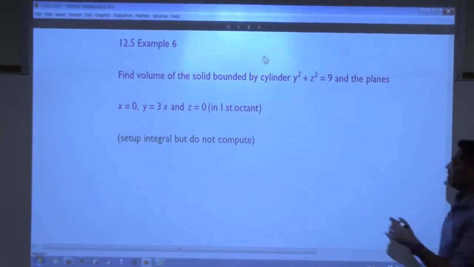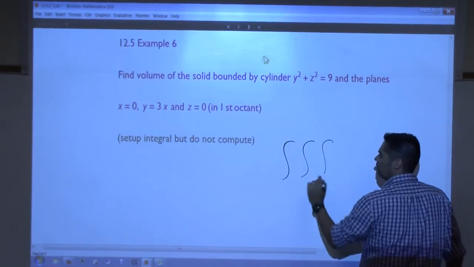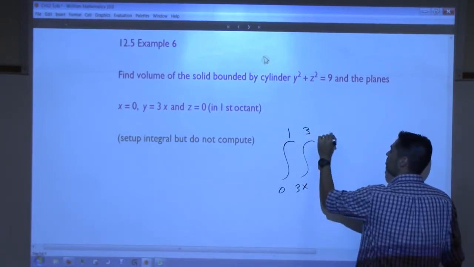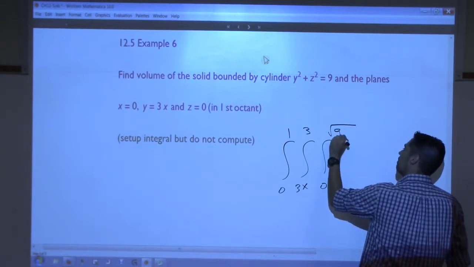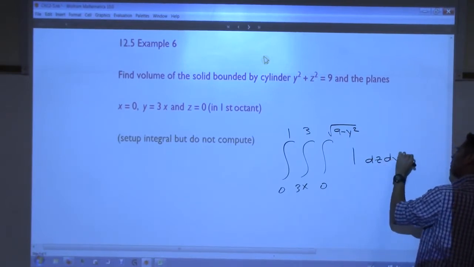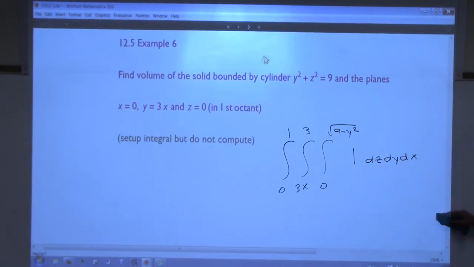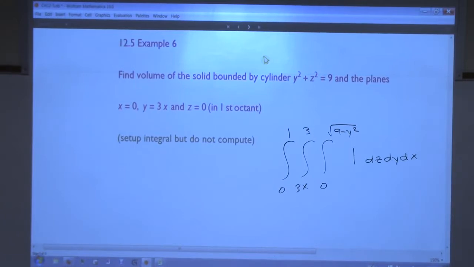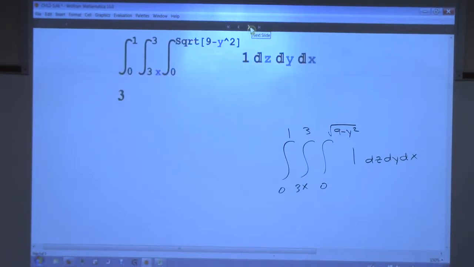Find the volume. So all I'm going to do is set up the same triple integral, 0 to 1, 3x to 3, 0 to square root 9 minus y squared, of 1 dz dy dx. If you integrate that, then you will get the volume of that solid. See the difference? Okay. It turned out to be 3. I just had the computer do it.